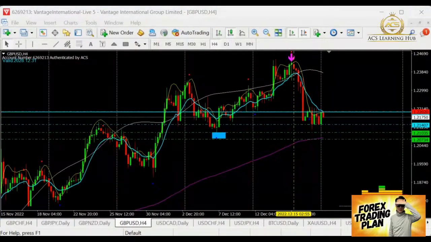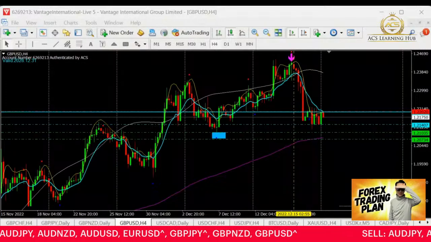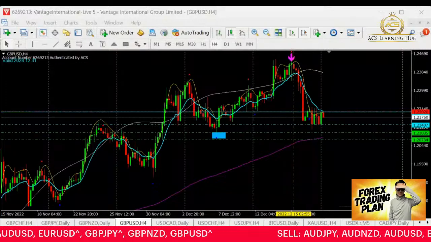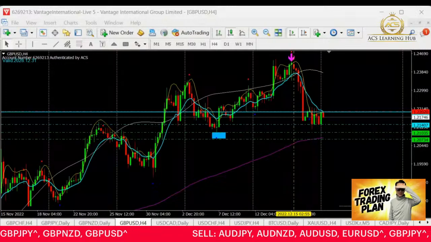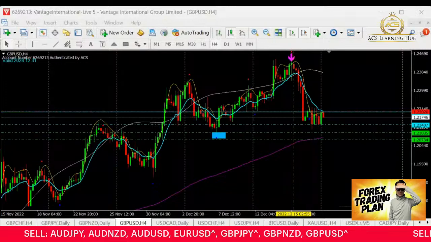It seems like I have all these with me right now: Aussie yen, Aussie kiwi, Aussie dollar, euro dollar, pound yen, pound kiwi, and pound dollar for sterling.